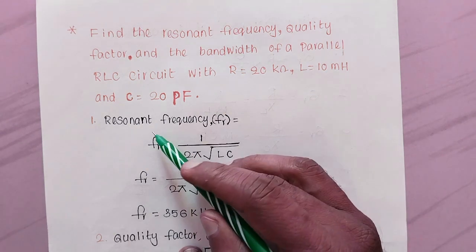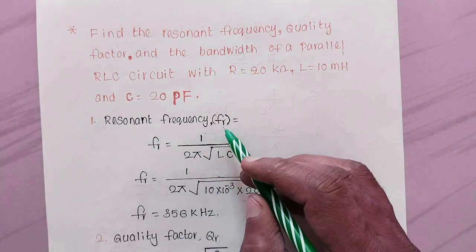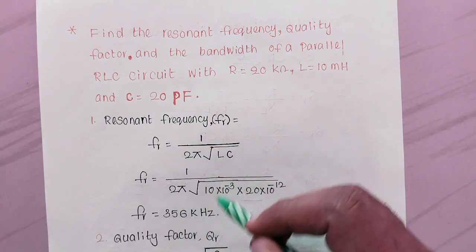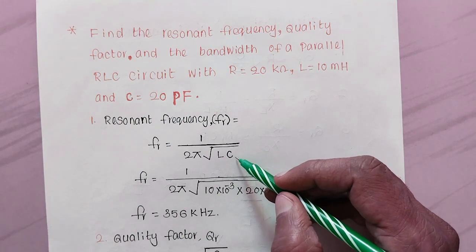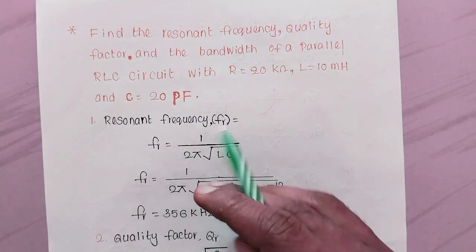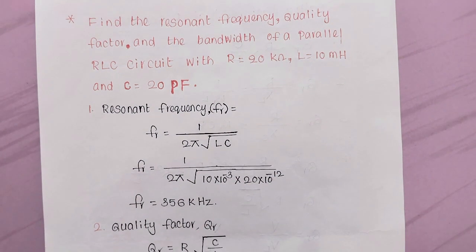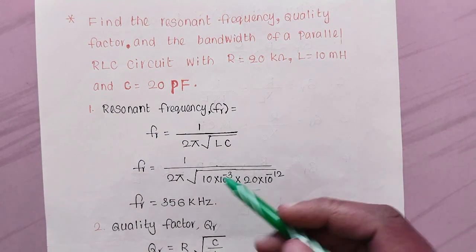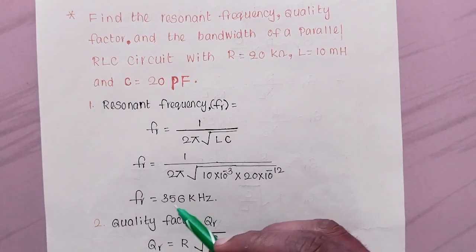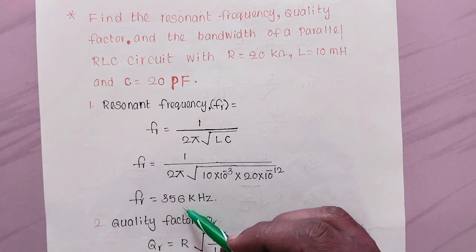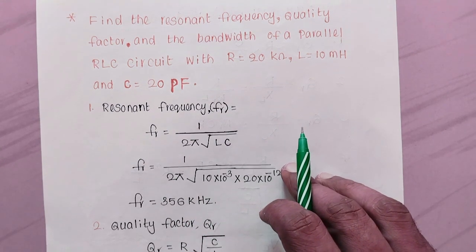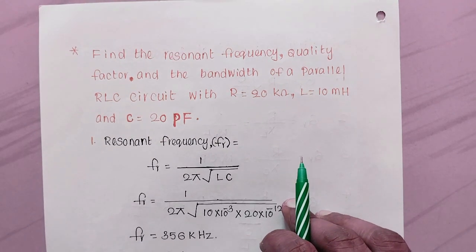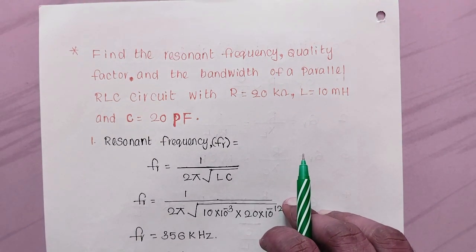and bandwidth. So first is resonant frequency Fr equal to 1 by 2 pi root LC. If you know the values of L and C of a parallel circuit, by using this formula we can find the resonant frequency in hertz. So after substituting and solving, we get Fr equal to 356 kilohertz. So at this frequency, the RLC circuit is in resonance.